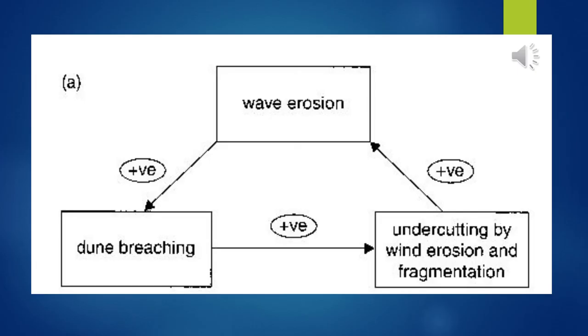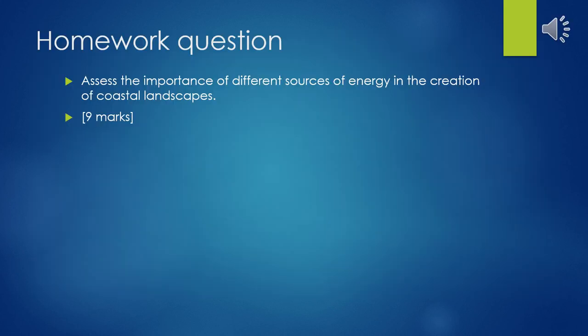This slide is a diagram of positive feedback. You can see we start with some wave erosion that breaches the dune, that increases the amount of undercutting by the wind and removal of sediment, that increases wave erosion again because more area can be exposed to the waves, which means more dunes get breached, which means more wind erosion happens, which means more wave erosion happens. So it's a constant cycle going round and round of positive, positive, positive, and you end up with way more erosion than you started with.